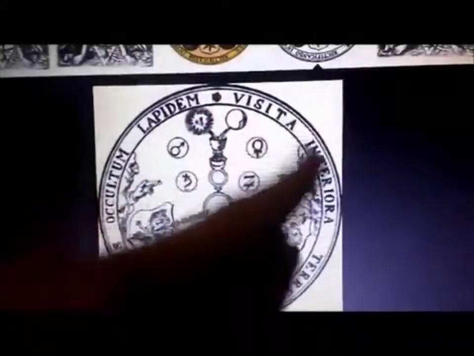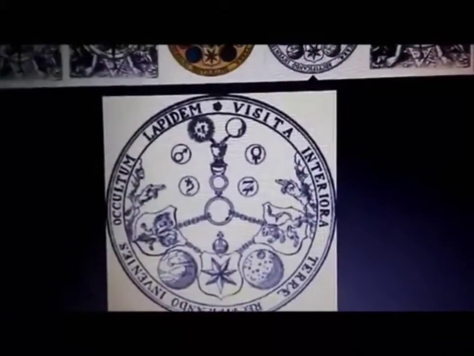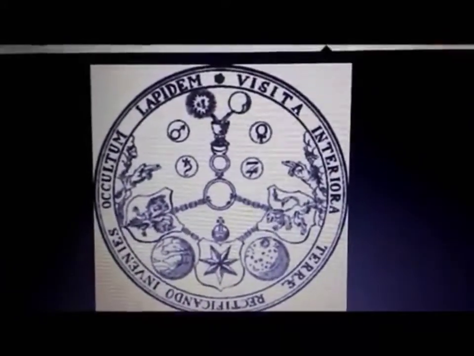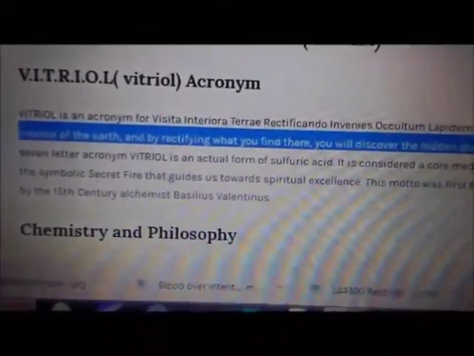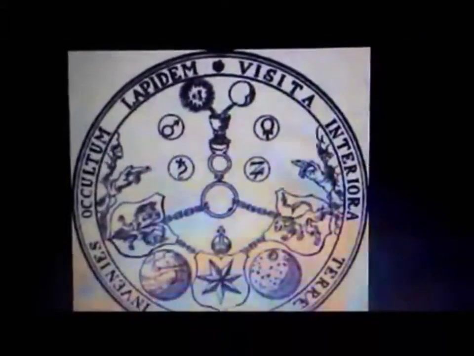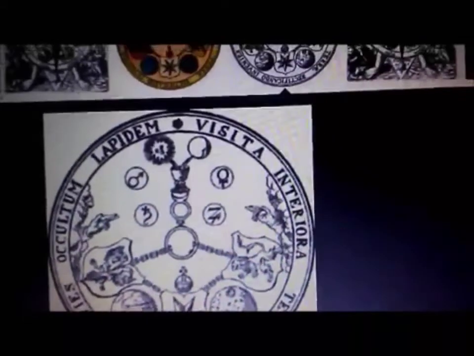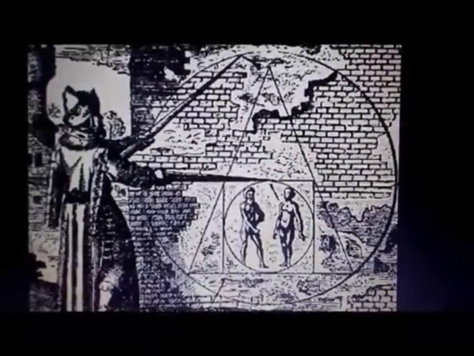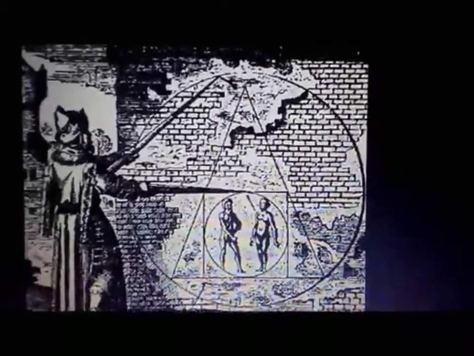Alright, on the outer rim of this, the vista interior thing, it's telling you that if you visit the interior of the earth and by rectifying what you find there, you will discover the hidden stone, which is the Philosopher's Stone. So visit the interior of the earth. The Philosopher's Stone, it's an alchemic stone that's been lost, and it's said that it's able to turn mercury into silver or gold. So, this is the symbol for the Philosopher's Stone with alchemy.